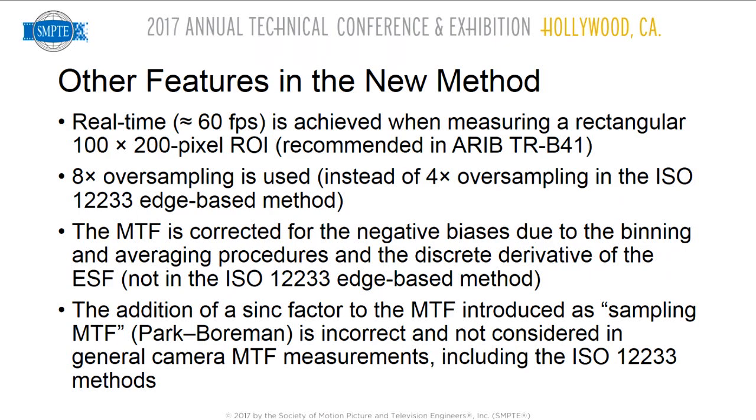The other features in the new method: this system achieved almost real-time measurement when measuring the rectangular 100 by 200 pixel ROI, which this size is recommended in the ARRI technical report. And this system uses 8 times oversampling instead of 4 times oversampling, which is used in the ISO standard. And the MTF is corrected for the negative biases due to the binning and averaging procedures and the discrete derivative of the edge spread function, which are not included in the ISO standard. So, okay, I skipped that last one.